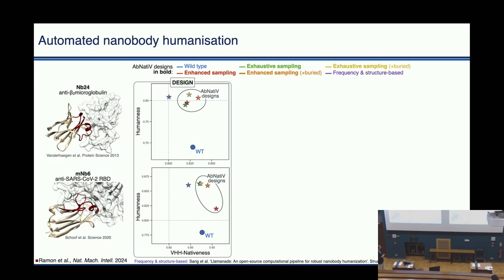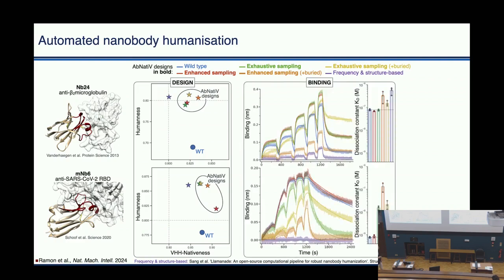And we compared with another method that came out as we were developing our own, that is a rather sophisticated structure and frequency based method. We can already see that the other method is very good at improving humanness, but this comes at the cost of nativeness. And when we moved them to the lab, let's focus just on the bar plot, we see that this also comes at a cost in binding KD. Indeed, this one doesn't even bind.